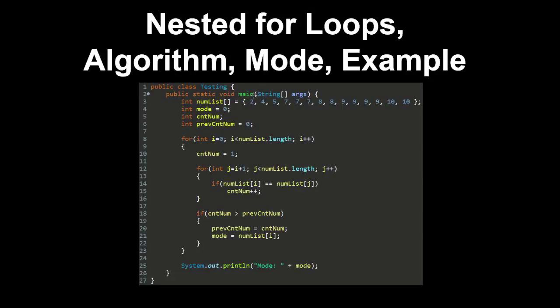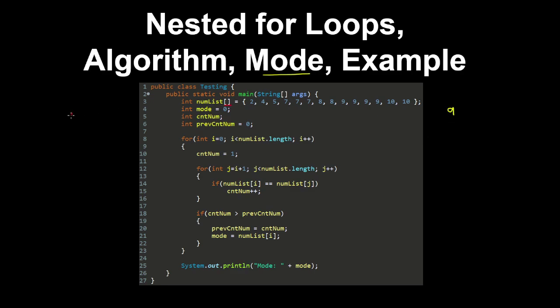Now that we learned about nested iteration, let's go back to an example on calculating the mode of a list of numbers. So the mode is the number that occurs the most in the list. So in this case, the mode is going to be 9, which is what we expect our program to output.